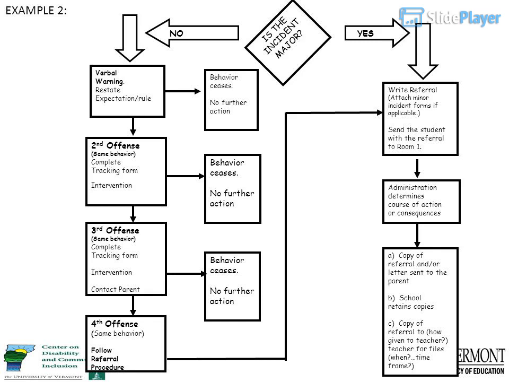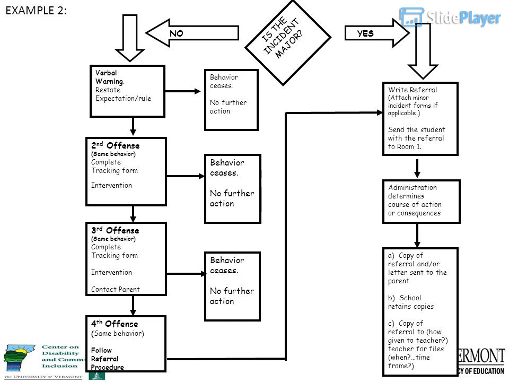Attach minor incident forms if applicable. Send the student with a referral to room 1. Fourth offense: follow the referral procedure. A. Copy of referral and/or letter sent to the parent. B. School retains copies. C. Copy of referral given to the teacher for files. Include the time frame.